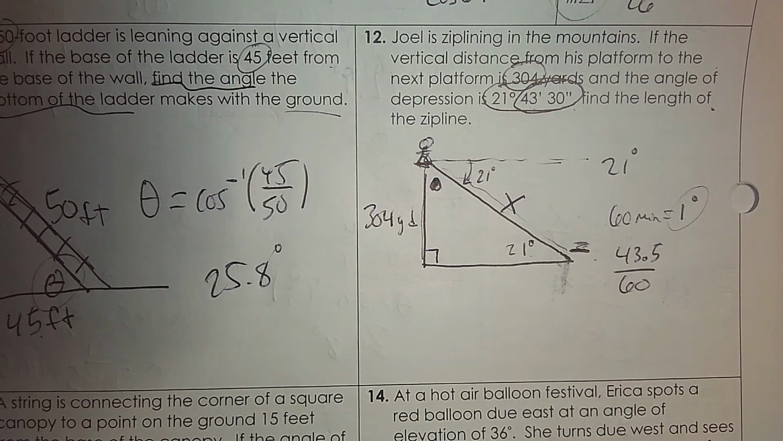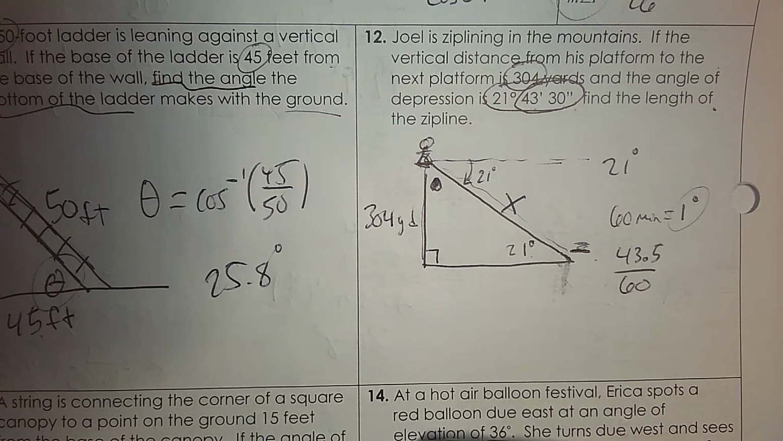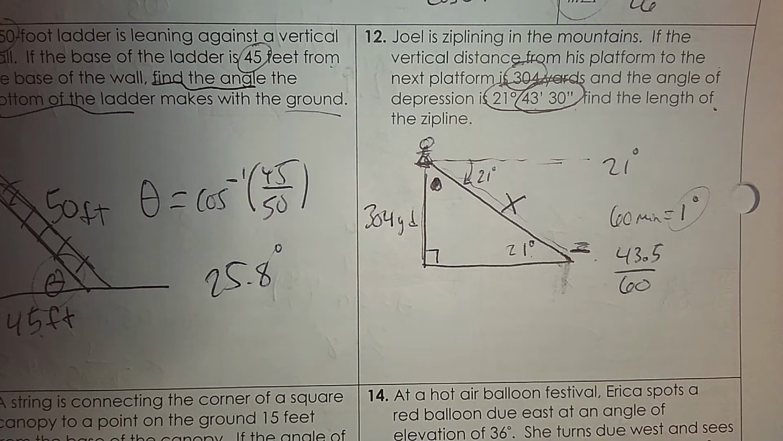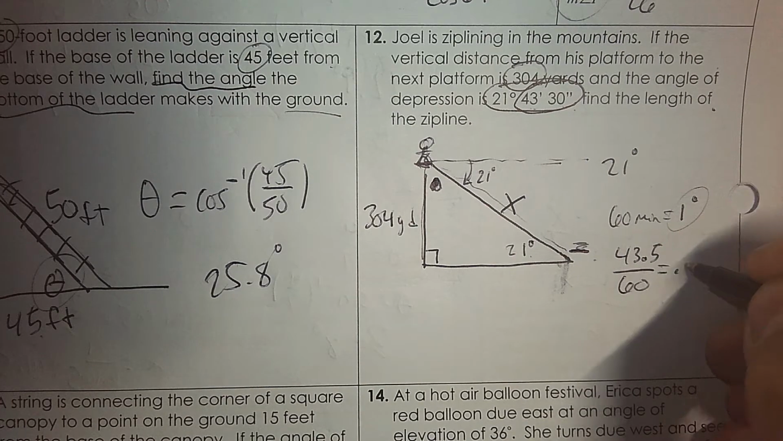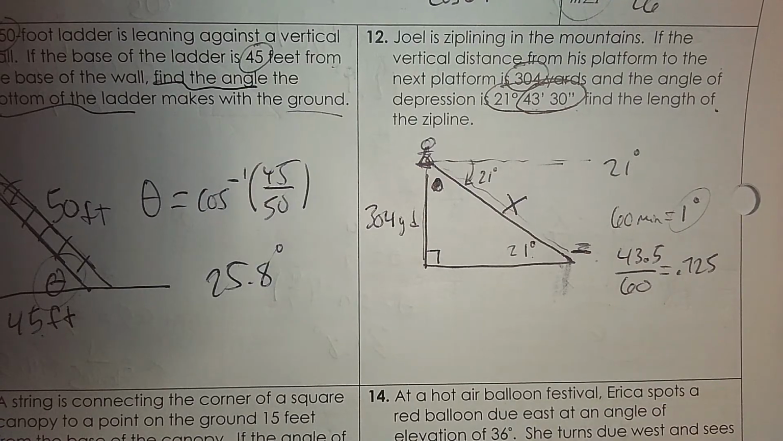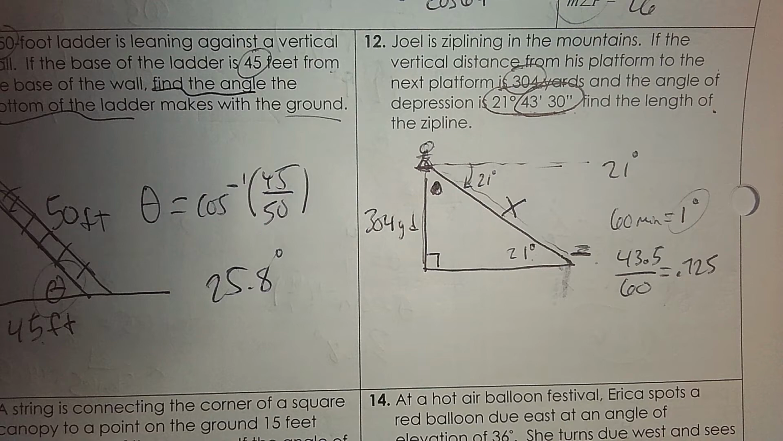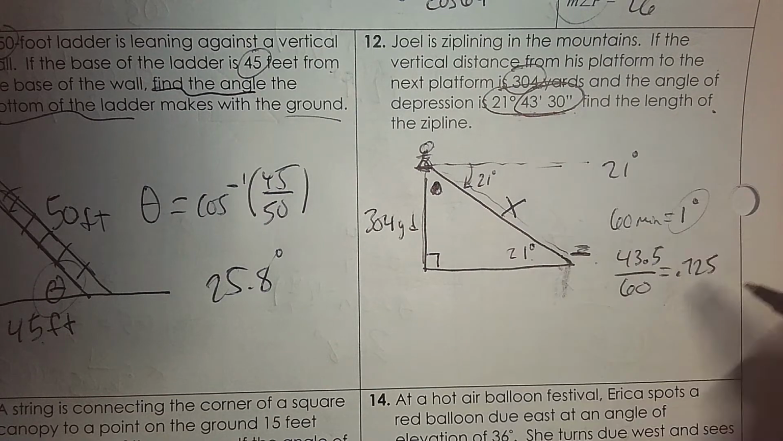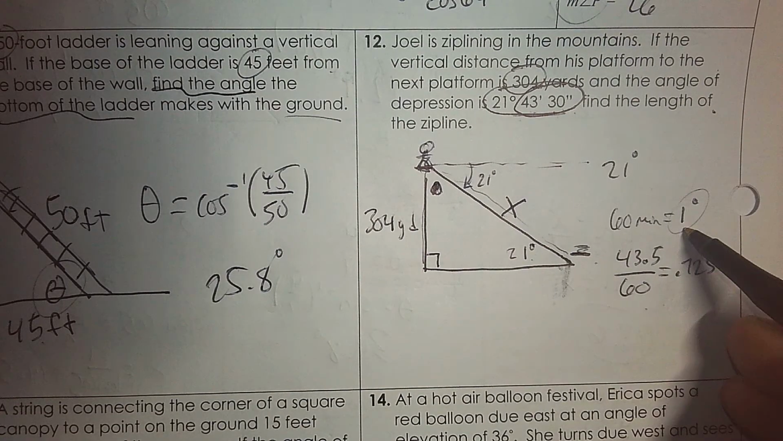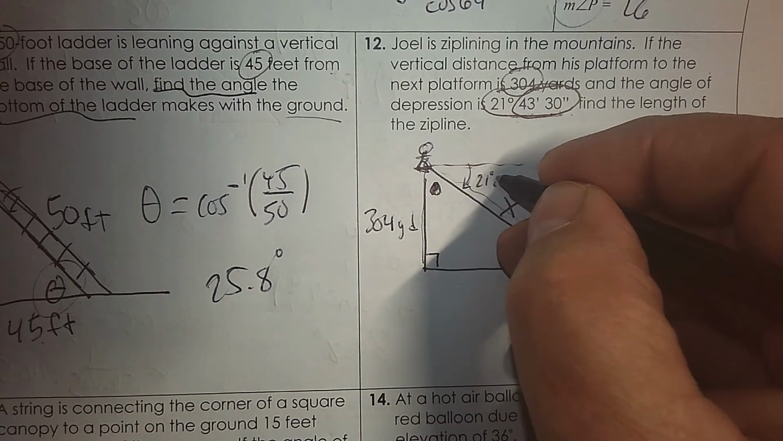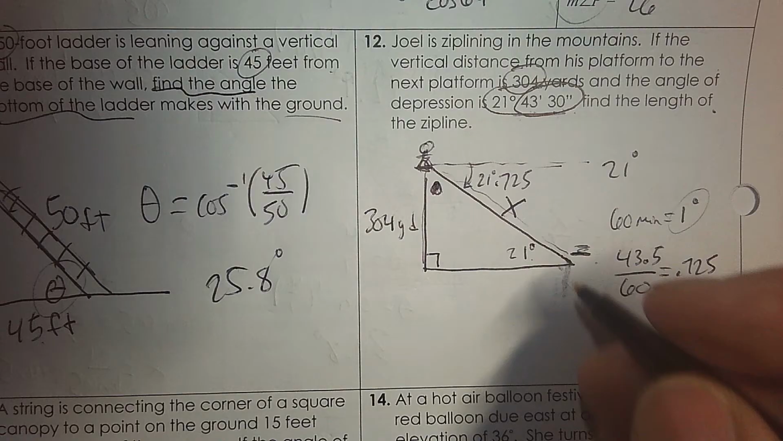So 43.5 divided by 60. So you'd have 0.725. That's the decimal fraction of 1 degree, right? That's another way to describe the size of an angle. So 43 minutes and 30 seconds out of 60 minutes, which is 1 degree. What fraction is that? So it's 21.725. That's what this is down here.